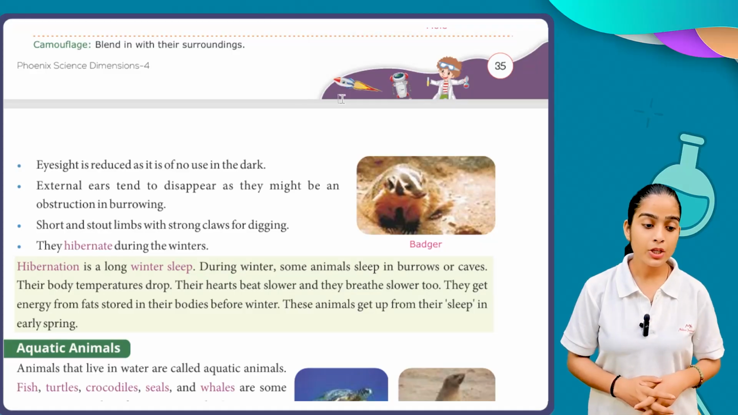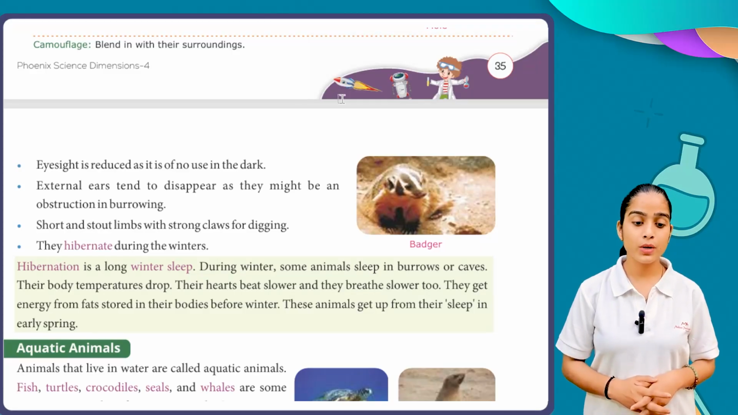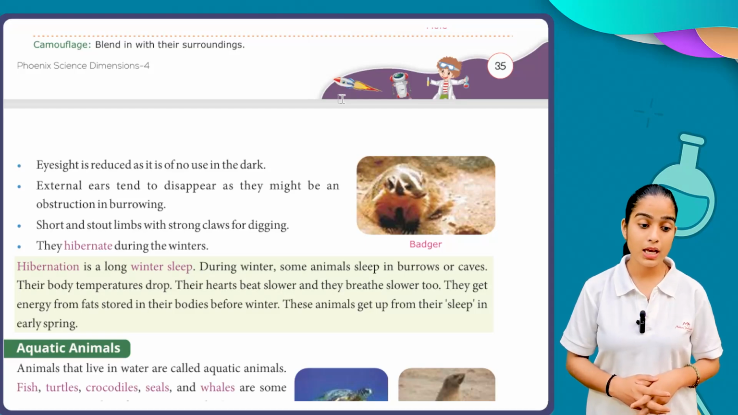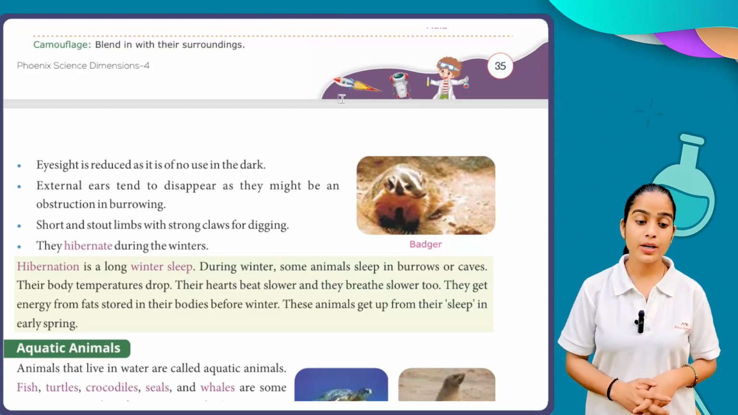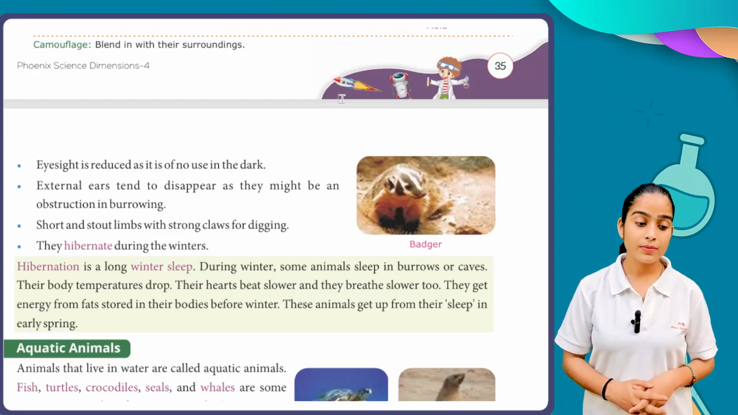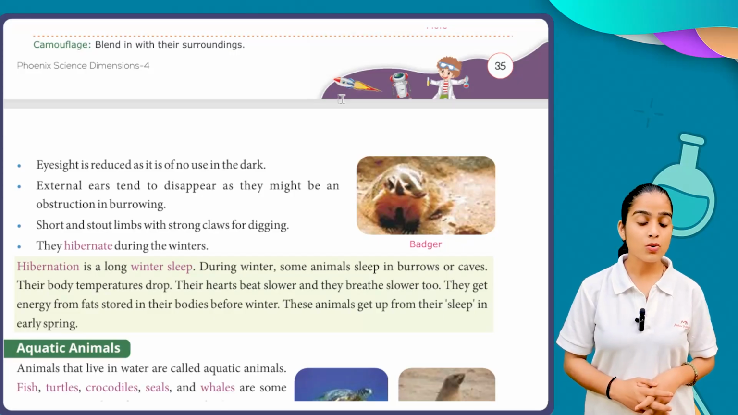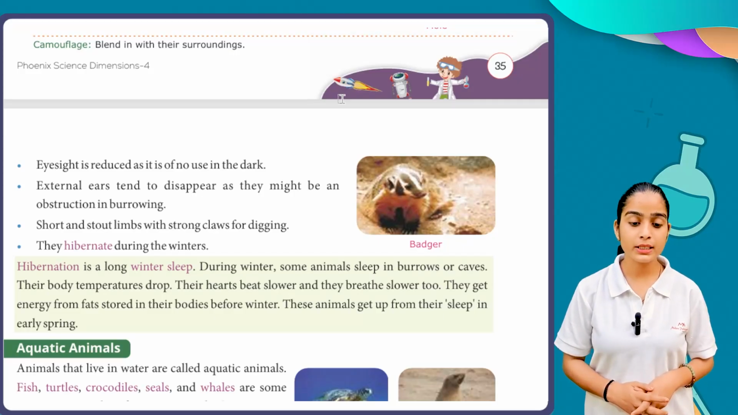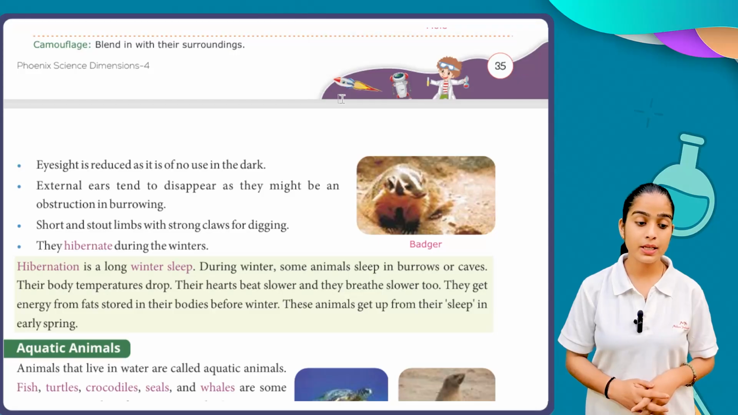Now, hibernation is a long winter sleep. During winter, some animals sleep in burrows or caves. Their body temperature drops, their heart beats slower, and they breathe slower too. They get energy from fat stored in their bodies before winter. These animals get up from their sleep in early spring.